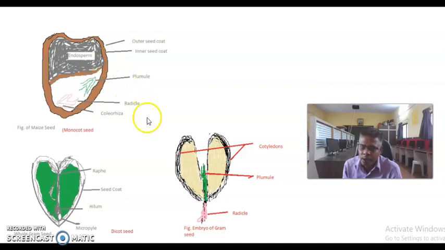So students, we studied the different parts of the seed, which are also asked with a diagrammatic explanation. In this lecture we studied the different parts of the seed.